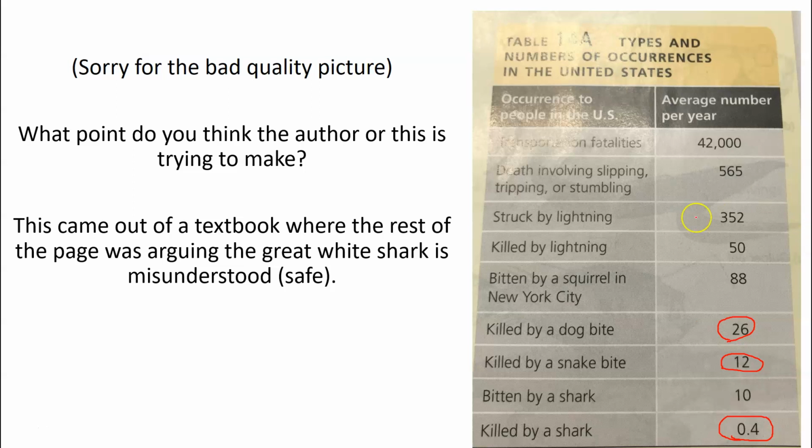Which I want you to then think about. Do we have lightning in the entire United States? Yes. Do we have dogs in the entire United States? Yes. Snakes? Well, we have them for sure south of Minnesota. Do we have things to stumble on everywhere in the United States? Sure. And cars? Are there cars everywhere? Sure. Are there sharks everywhere? No. Not even close.